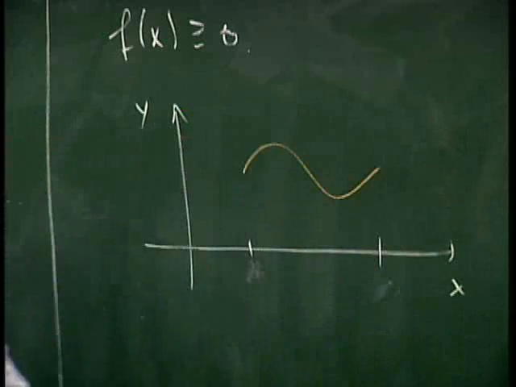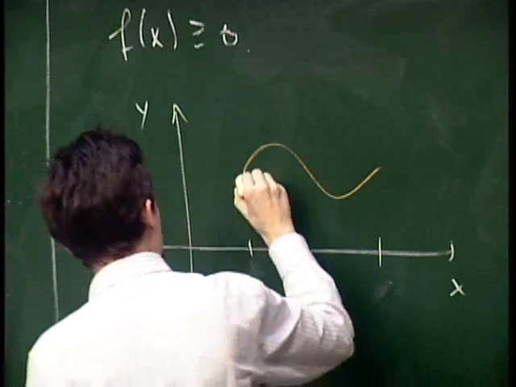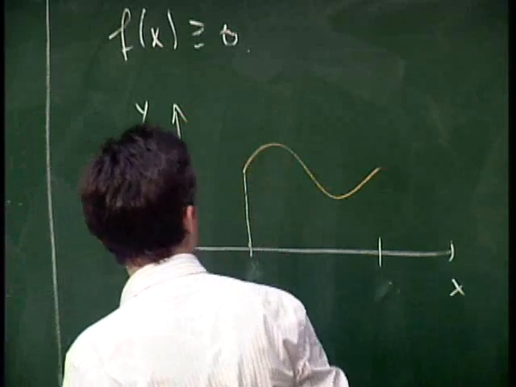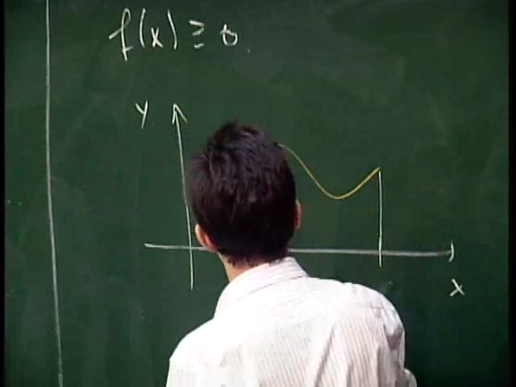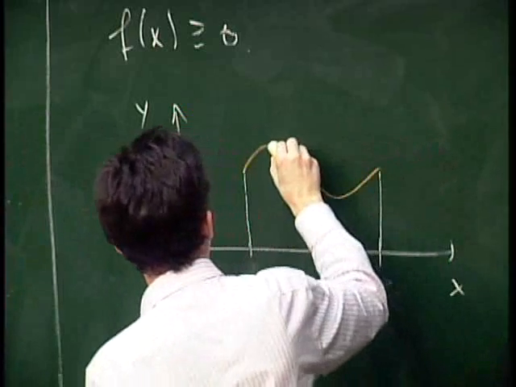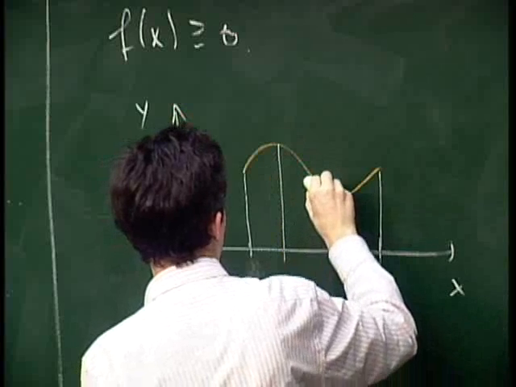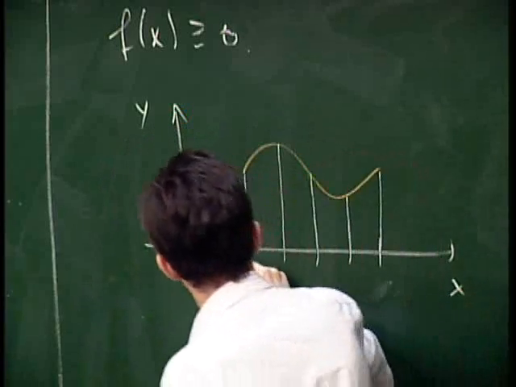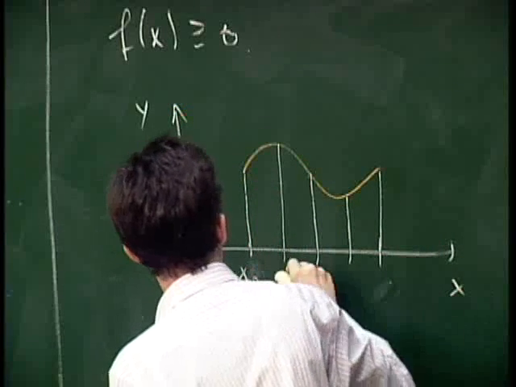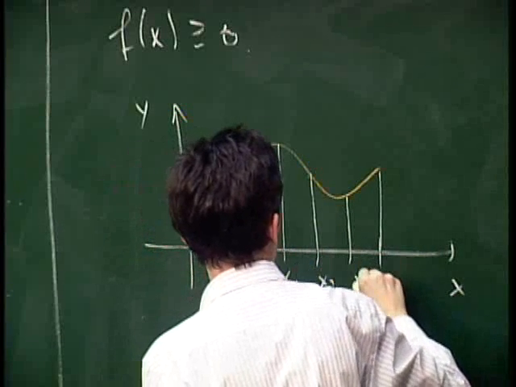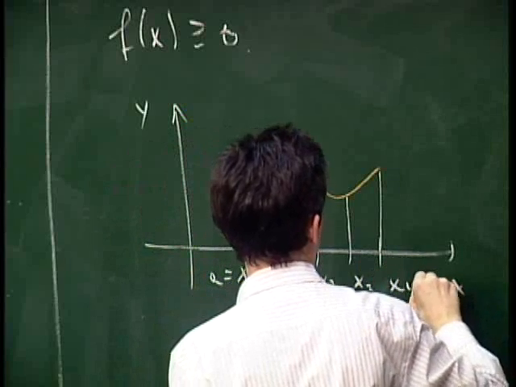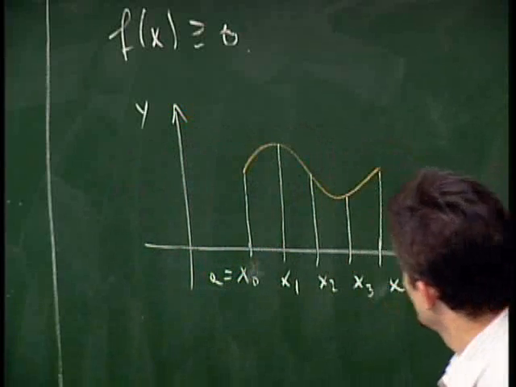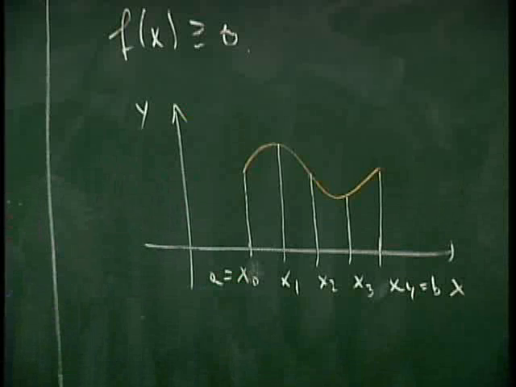Okay, so let's look at this function. What we always do is we divide the interval from a to b into subintervals. Let's say one subinterval is this one, the second is this one, the third is this one. So this is then x0, which is equal to a. This will be x1, this will be x2, this will be x3, and this will be x4, which is equal to b.